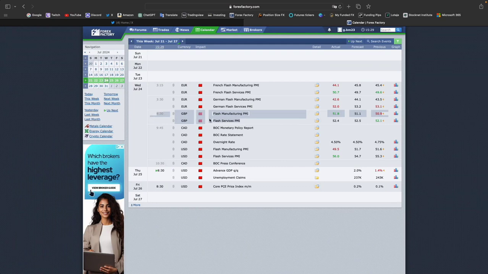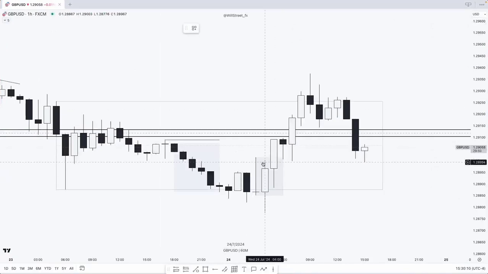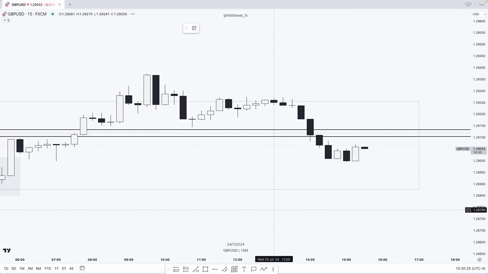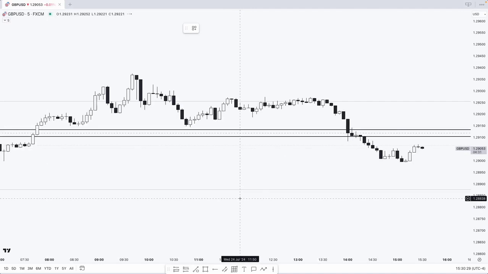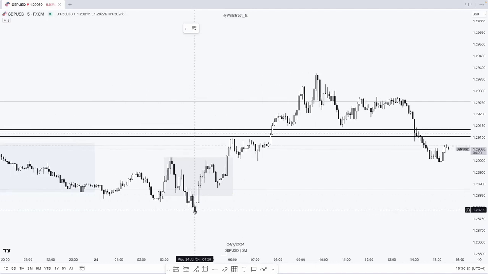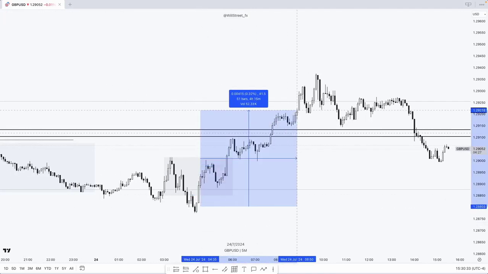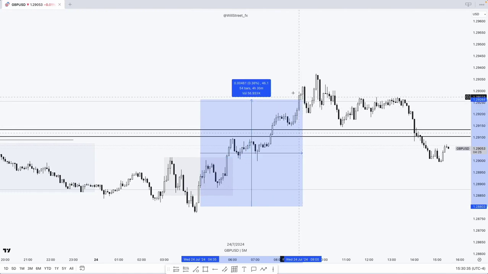For theory, we have the flash services PMI of GBP, which will be here. We're in the 12-hour turtle soup. We don't need the turtle soup in 1 hour. It just completes this one, so now it reverses, creating this one. The ideal longs are here. Look at the time. This is the news. So inside this 15-minute range, we have the longs here, going into the down liquidity, which will be here.